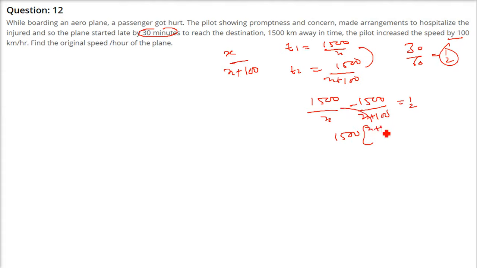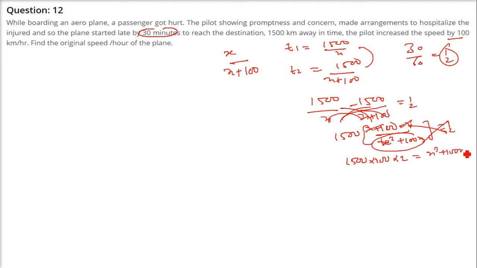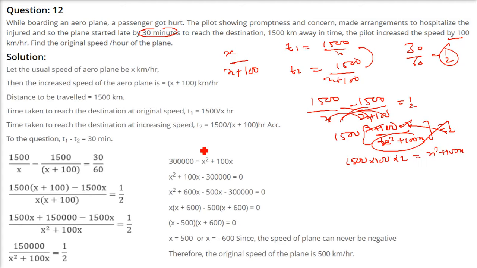This goes x plus 100 up, this goes here minus x, and this will be x square plus 100x. So 100 upon x square plus 100x equals half. Taking 2 here and 2 on this side, 1500 into 100 into 2 equals x square plus 100x. So our equation becomes x square plus 100x minus 15 into 2, which is 30, and then we have 4 zeros also.